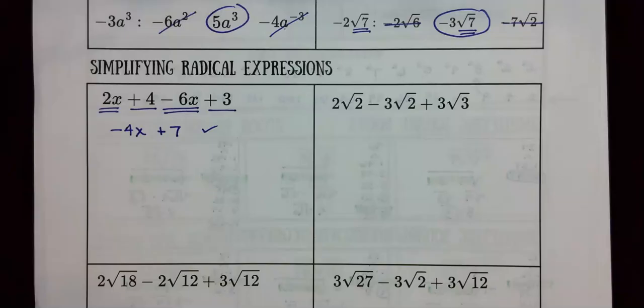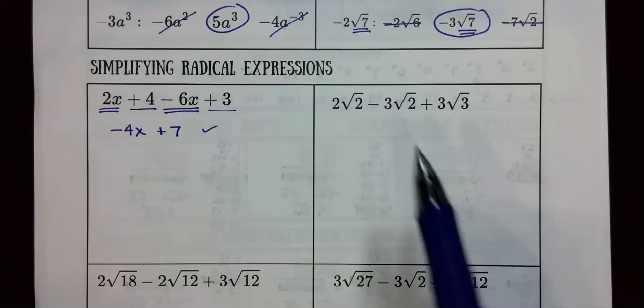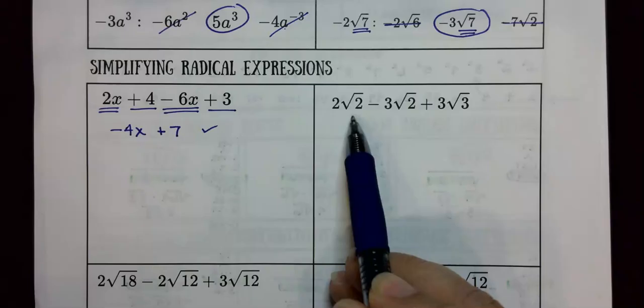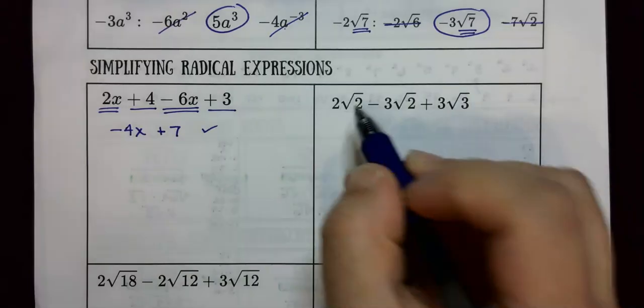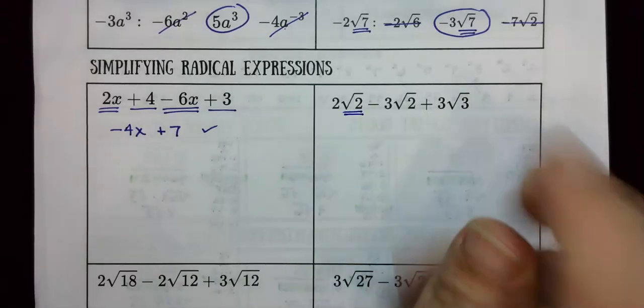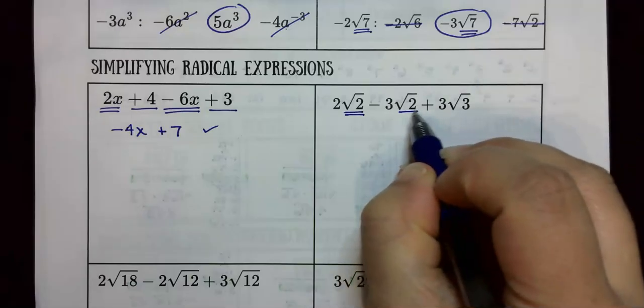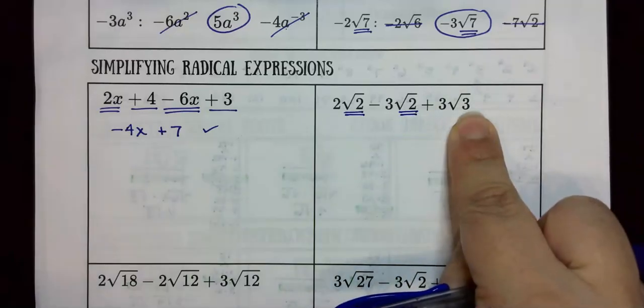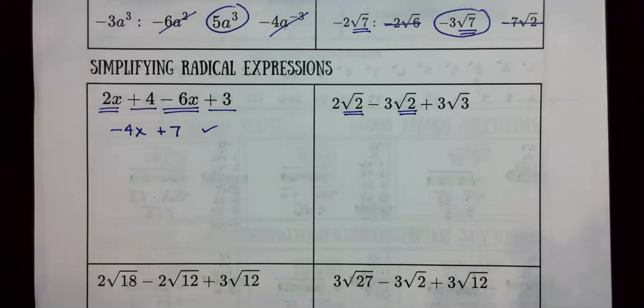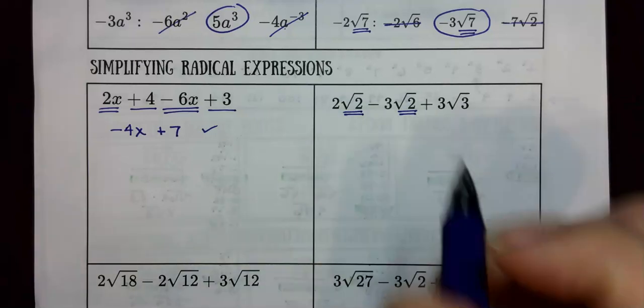So what happens when we change our letters like x to square roots? Could we still do the same thing? Could we still identify like terms and then combine them? So let's look at this example right here. This one has a square root of 2. This one has a square root of 2. And this one has a square root of 3. So the only ones that are like terms are these ones right here.